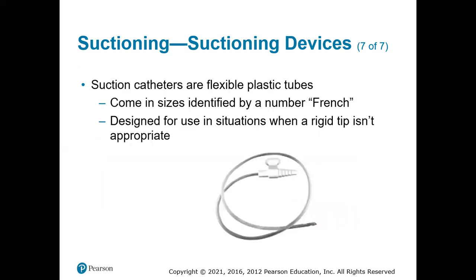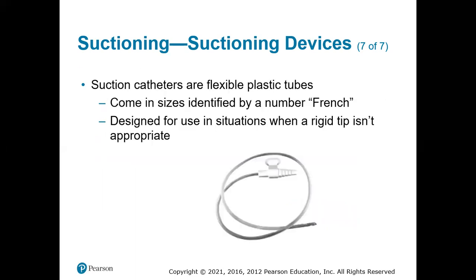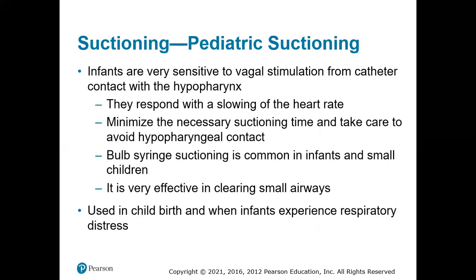We do have flexible catheters for suction. They come in different sizes. We use them whenever we can't use that rigid tip, because the diameter of the rigid tip is pretty large. So when you have children, or you need to suction the nose, this soft tip is much more user-friendly.